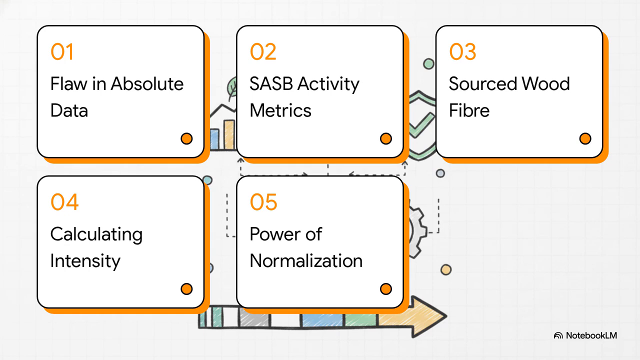Okay, let's look at our roadmap for today. We'll start with the flaw in absolute data, then introduce SASB activity metrics, define sourced wood fiber, see how to calculate sustainability intensity, and wrap up with the power of normalization.